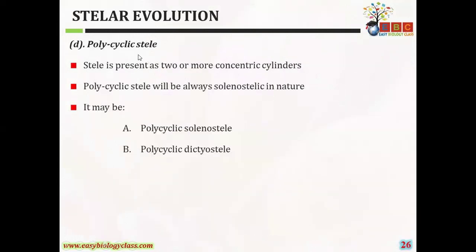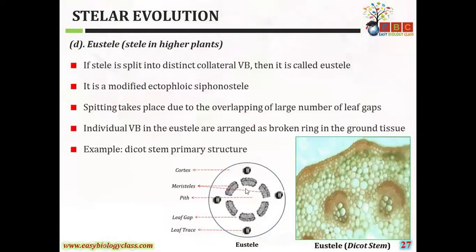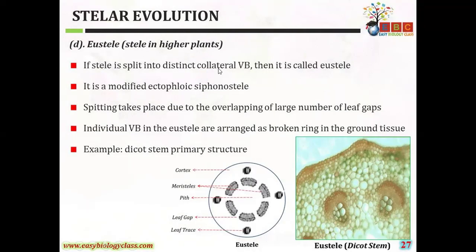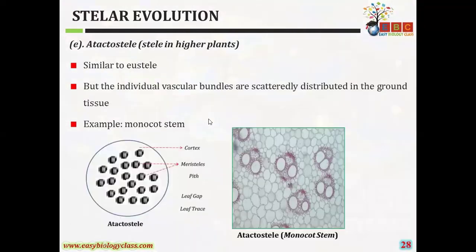Next, the polycyclic stele condition, that is polycyclic solenostele and polycyclic dictyostele. Polycyclic means the presence of many vascular bundles. Then it is called the eustelic condition, but it is a modification of the ectophloic siphonostele. That is the eustele condition.